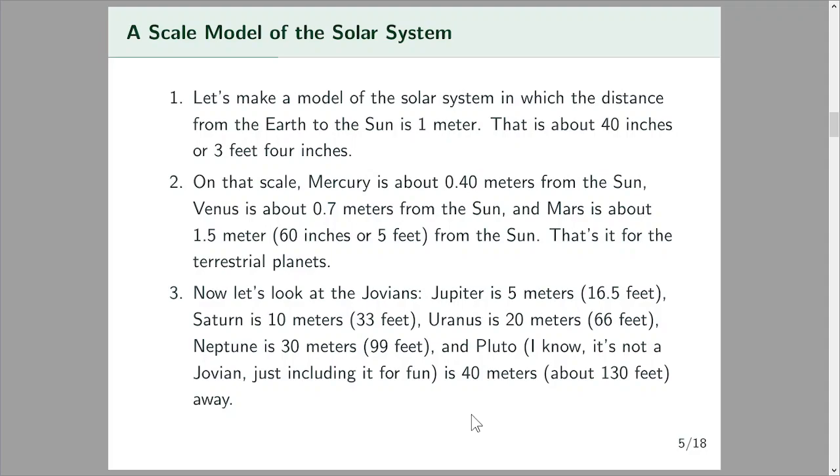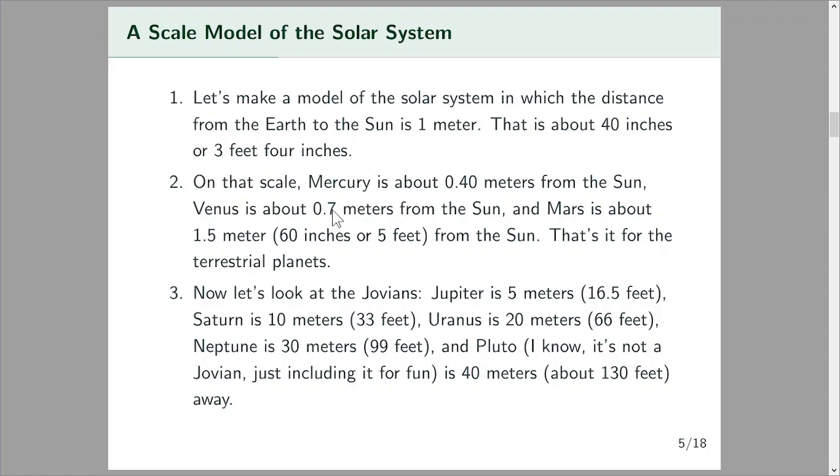We're going to end up with an Earth-Sun distance that's about a meter. That's about 40 inches. So you should have some idea of what that distance is like. Mercury is about 40% the distance from the sun that the Earth is, and so that makes it 0.4 meters, or maybe 16 inches or something like that from the sun on that scale.